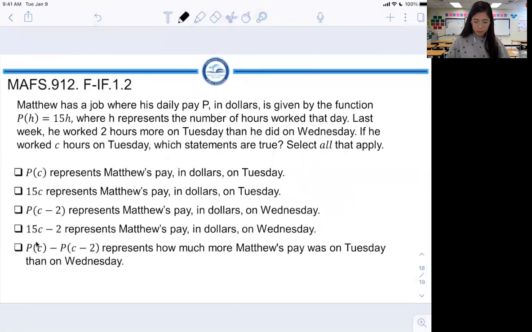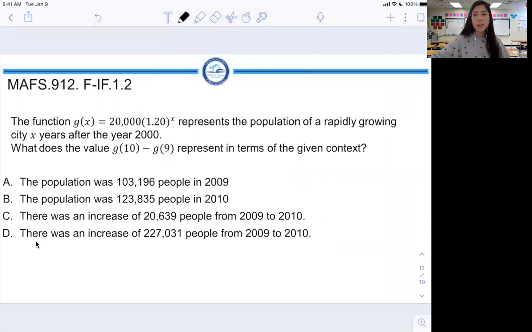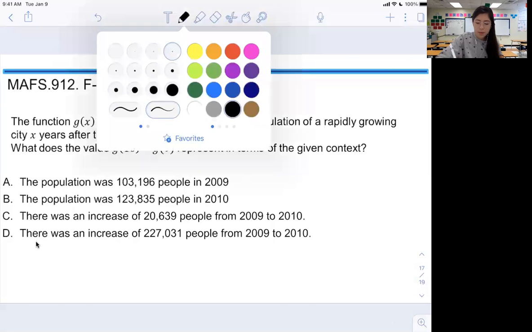Okay, I want to do this one, and then we're done. The function g(x) equals 20,000 times 1.20 to the power of x represents the population of a rapidly growing city x years after the year 2000. What does the value of g(10) minus g(9) represent in terms of the given context? Okay, again, inputs versus outputs.